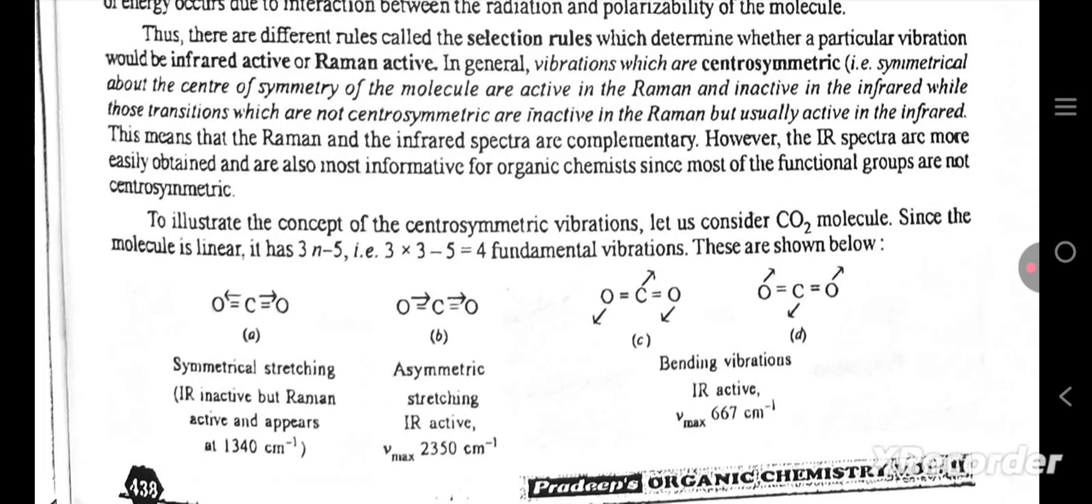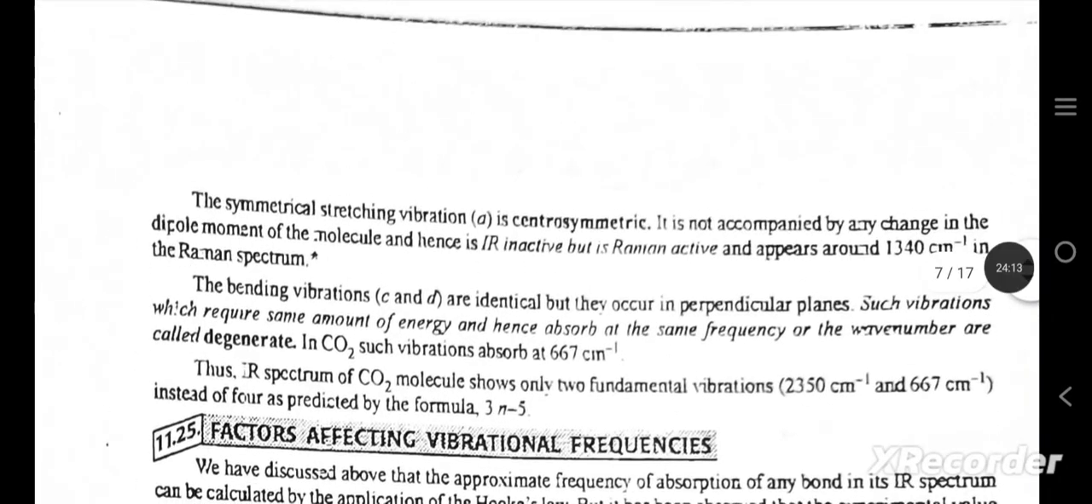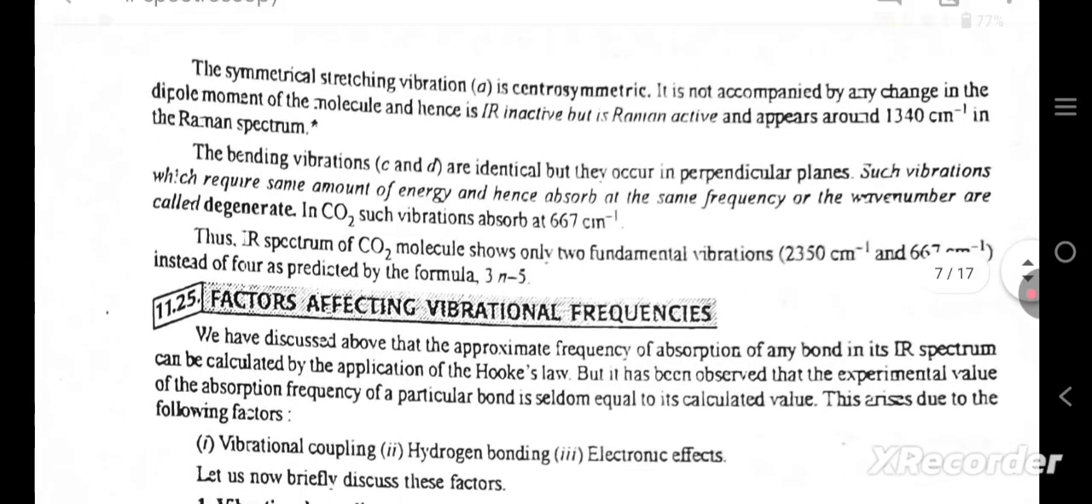To illustrate the concept of the centrosymmetric vibration, let us consider the CO2 molecule. Since the molecule is linear, it has 3n-5, that is four, fundamental vibrations. These are shown below: symmetrical stretching, asymmetric stretching, and bending vibration. The symmetrical stretching vibration is centrosymmetric. It is not accompanied by any change in the dipole moment of the molecule and hence is IR inactive, but is Raman active and appears around 1340 cm⁻¹ in the Raman spectrum.